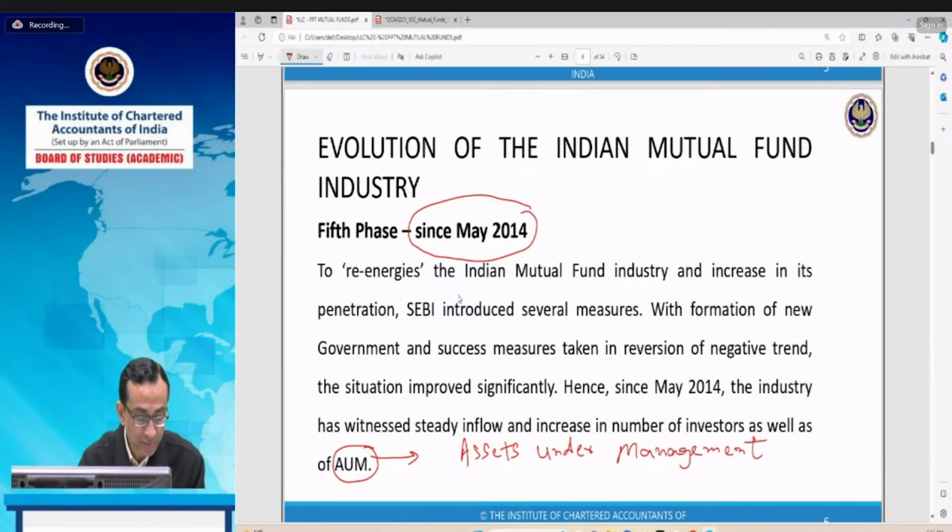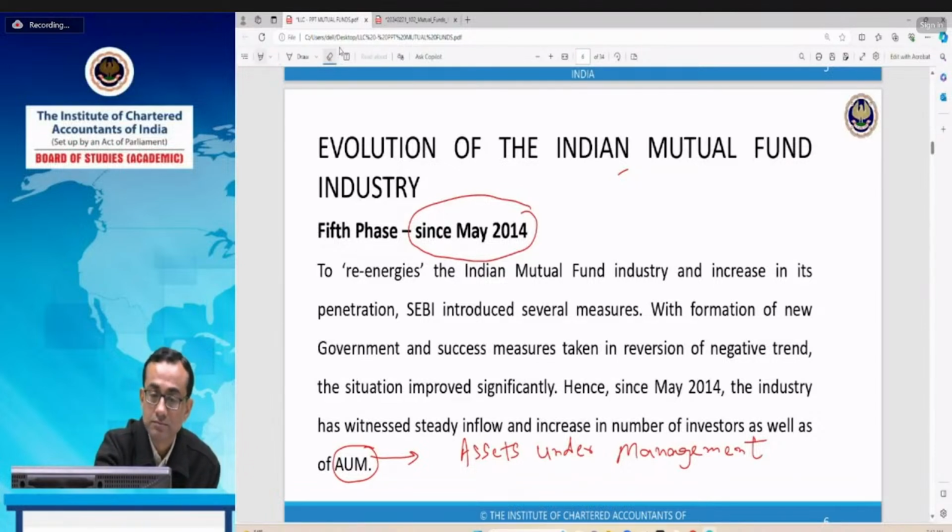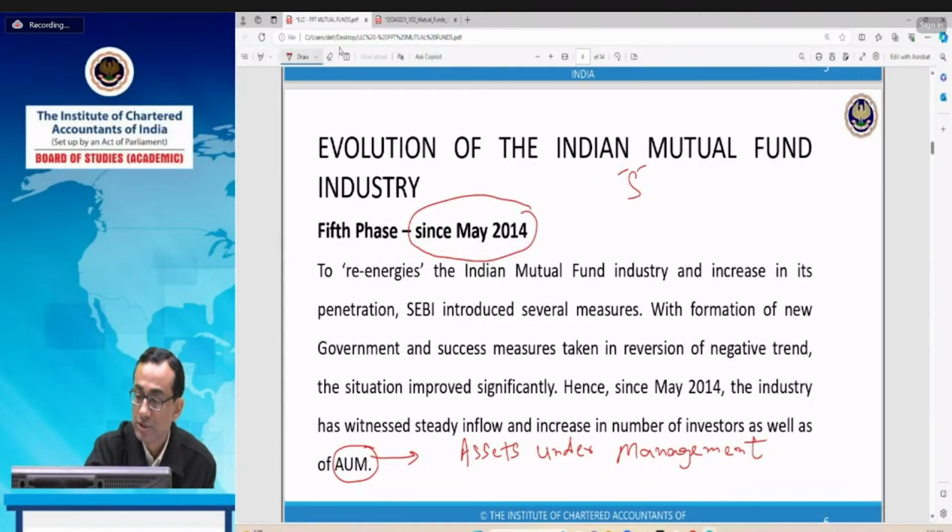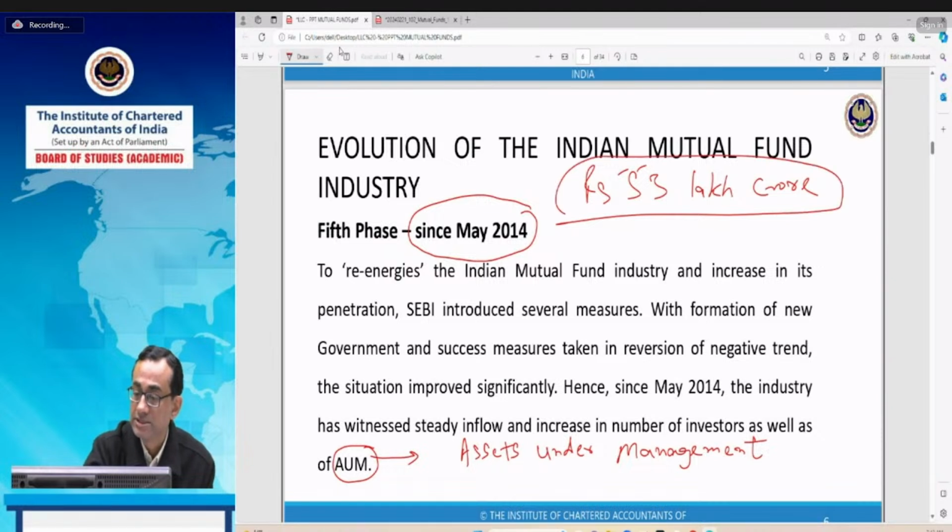Now it is estimated that the mutual fund industry is currently about 52, 53 lakh crores. The present amount is rupees 53 lakh crore, the assets under management presently. This is the present figure.